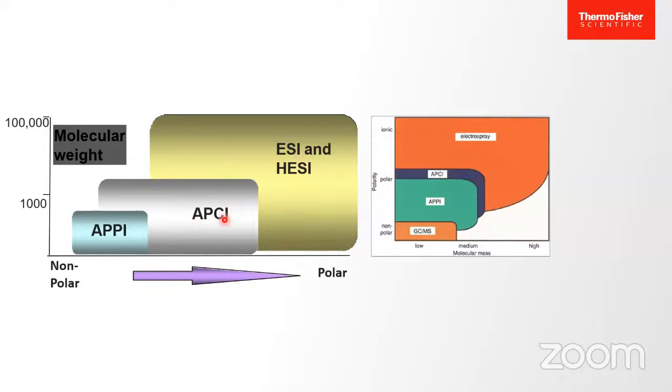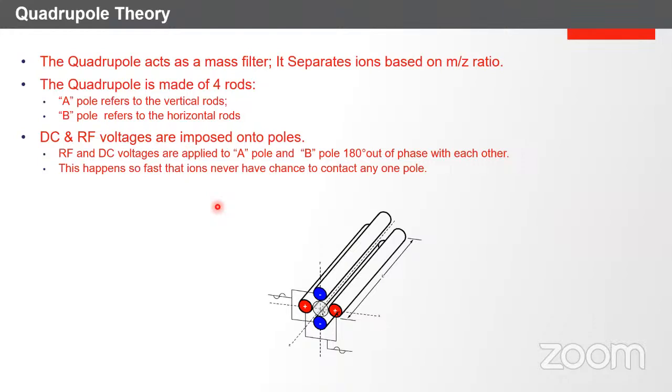Now, if your molecule is of low polarity and a low molecular weight, then your preferred choice would be APCI. There is also a third ionization source, APPI, atmospheric pressure photoionization, but generally we use ESI or APCI. This is a quadrupole theory.